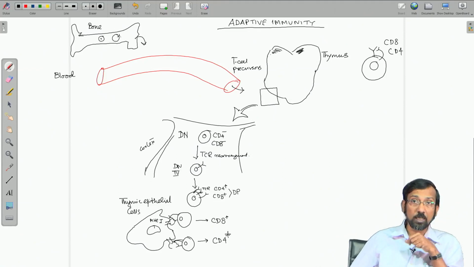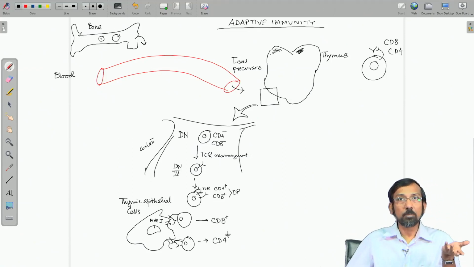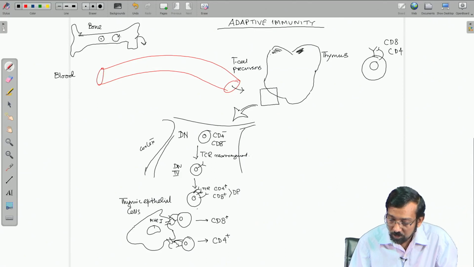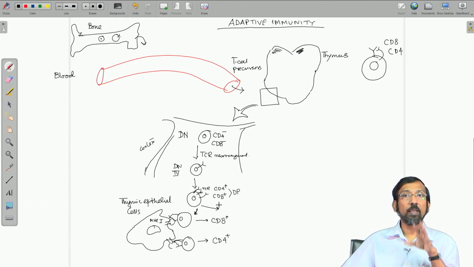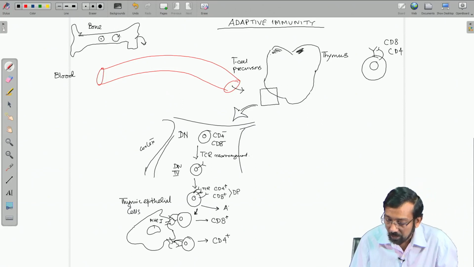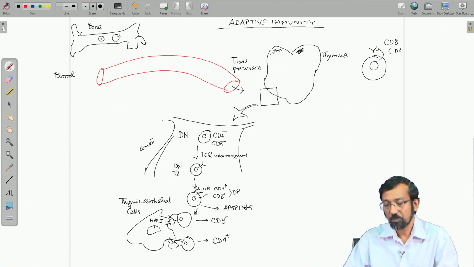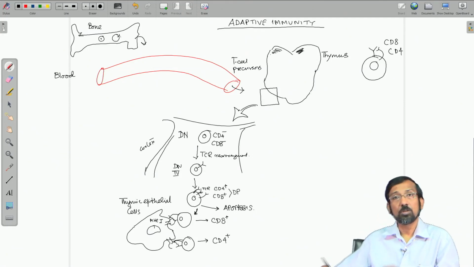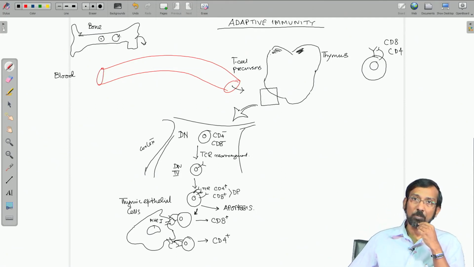Now, what happens to those cells which do not interact with thymic epithelial cells? So, it is a process of selection. That means there are also cells which might not interact with those thymic epithelial cells. Those cells which do not interact with the thymic epithelial cells are not selected and they will die by apoptosis.